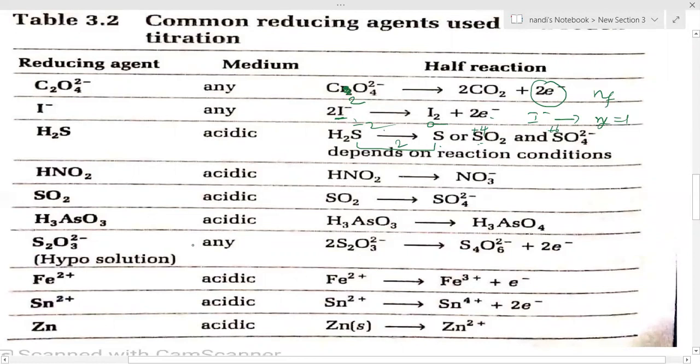You can check it. Iron plus 2 converts into plus 3. How many electrons does it lose? 1. This is called ferrous and this is ferric. So only the ferrous ion can act as a reducing agent. If they ask about ferric, it can act only as an oxidizing agent, not a reducing agent. So these are the common oxidizing and reducing agents you can use.